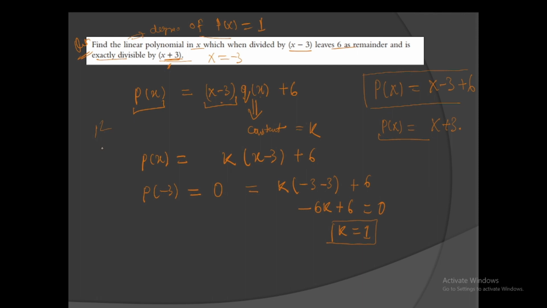We know that 12 is a factor of 12, right? 12 can be a factor of 12. Similarly, in this question, we get the same thing, that 12 is a factor of 12. So this question is clear. Moving on to the next question.